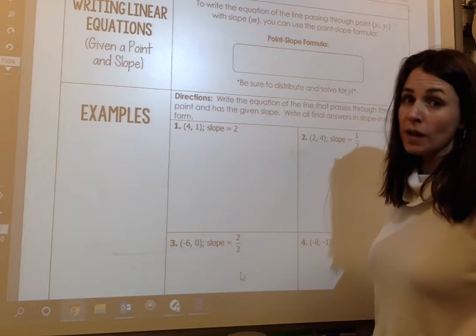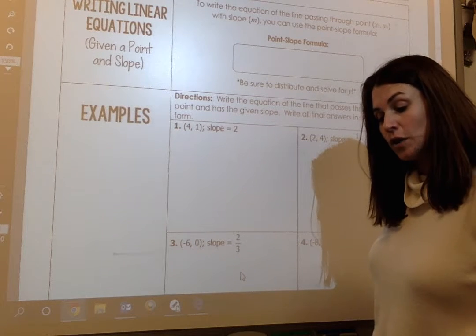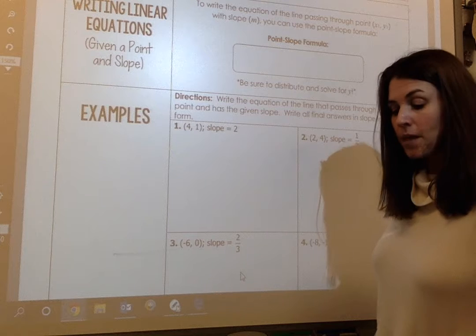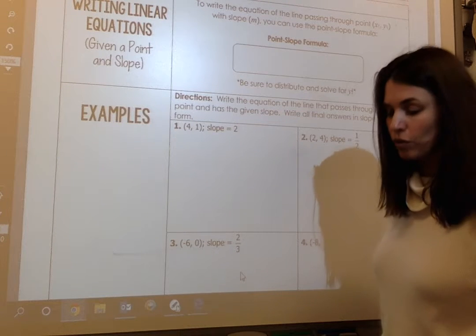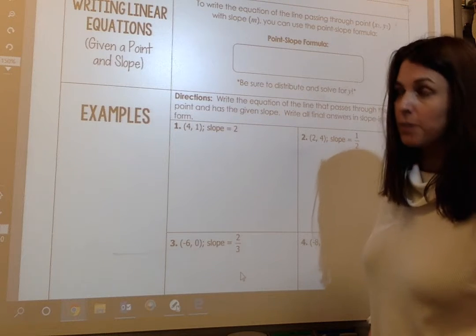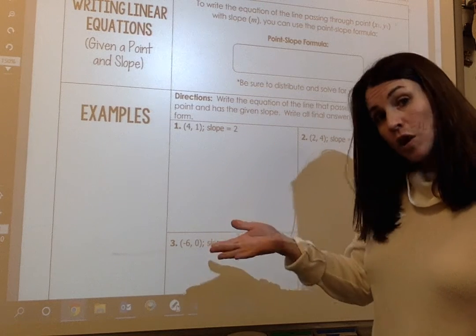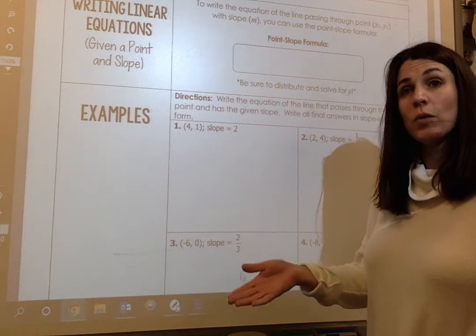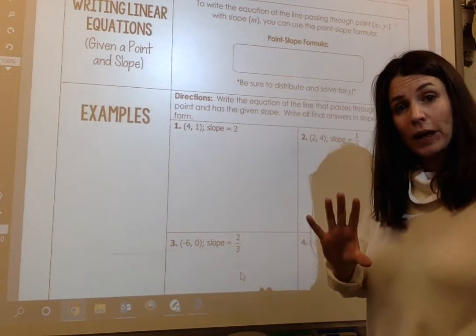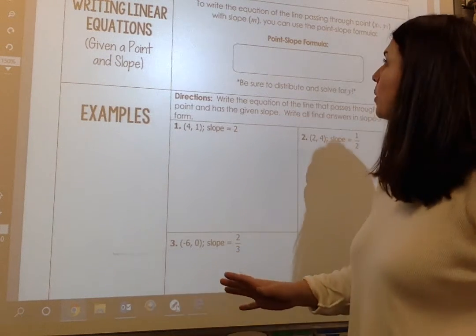So we know how to write a linear equation if I give you a point and an intercept. And if I give you a graph, you know how to write it into y equals mx plus b form. So now, what happens if I give you a point and a slope? There's a certain way in which we can still make it fit the form y equals mx plus b, and that's what I'm going to do.